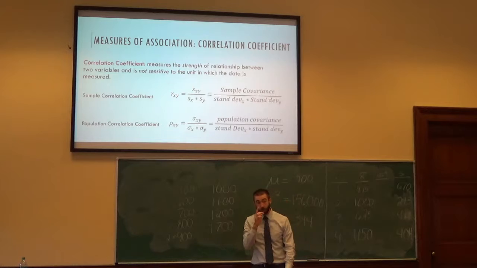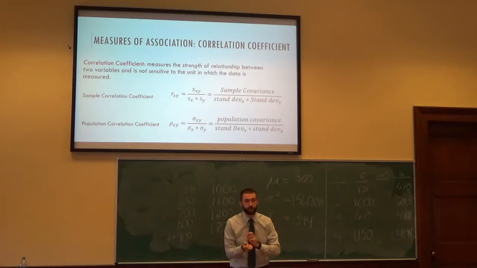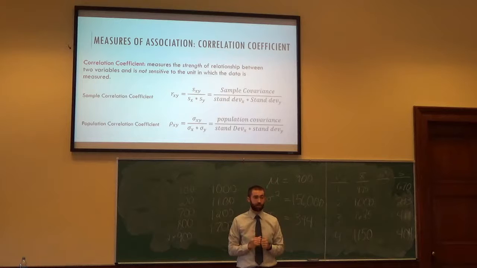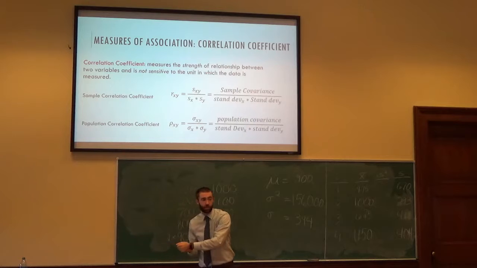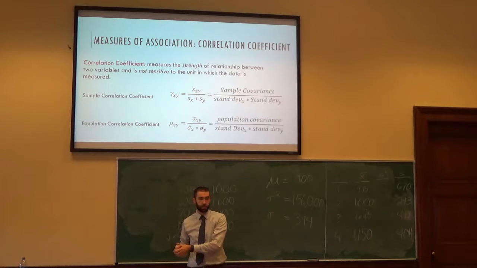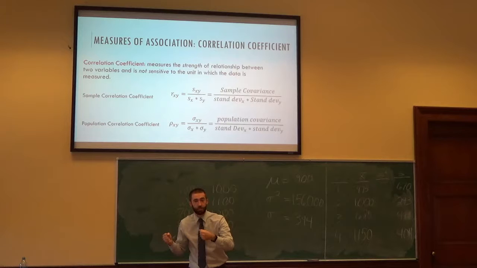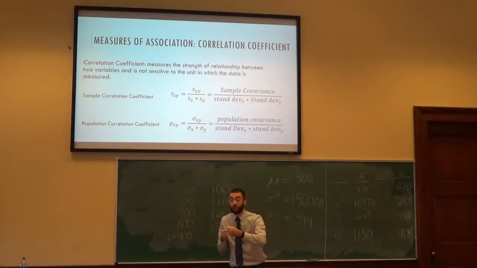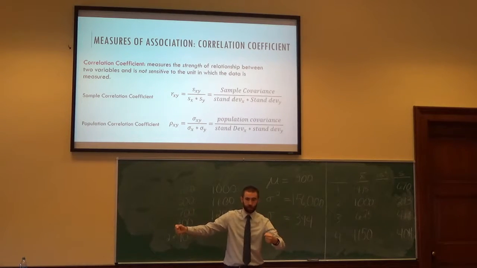All right, so this is going to be the most important one, the correlation coefficient. The correlation coefficient tells us how strongly two variables are correlated with each other. So if when fertilizer goes up, income goes up a lot, then we're going to have a high correlation coefficient. If when fertilizer goes up, nothing happens to income, then we're going to have a correlation coefficient near zero. If when fertilizer goes up, incomes go down, then we'll have a strong negative correlation coefficient.